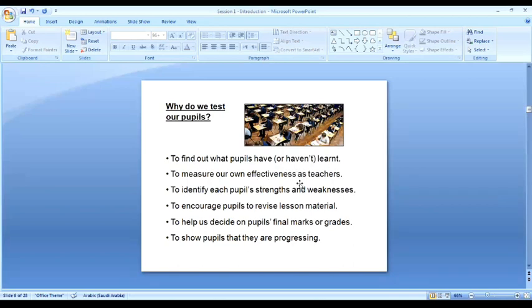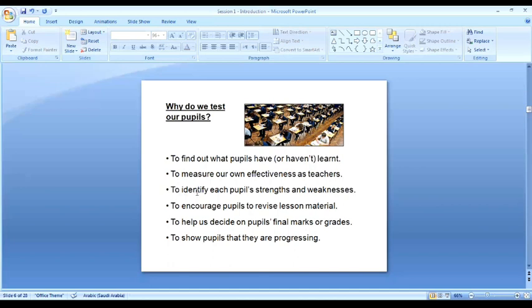So a test is not only for students, it is also helpful for teachers because we would like to see our effectiveness as teachers. We would like to see whether our students have understood what we taught or not. We'd like to see our knowledge, how we presented this. So do our students understand what we taught or not? It is going to show us also our effectiveness as teachers.